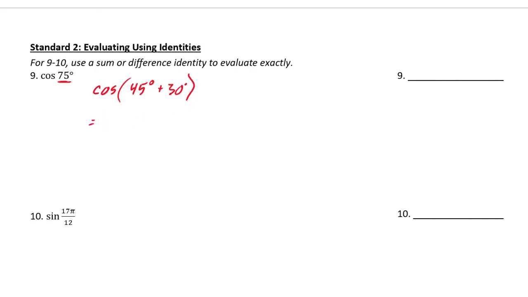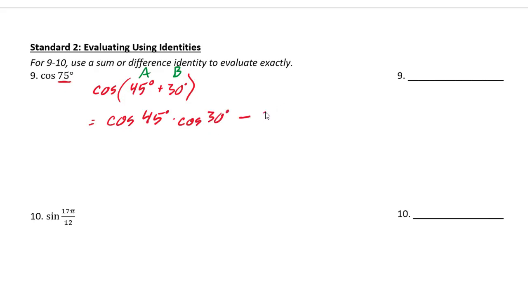Now if I go ahead and follow the formula, I've identified that all of the A's in the formula are going to be 45 degrees and all of the B's in the formula are going to be 30 degrees. Now I just follow what the formula says. So the first one would be cosine of the A, so 45 degrees, multiplied with cosine of the B, so 30 degrees.